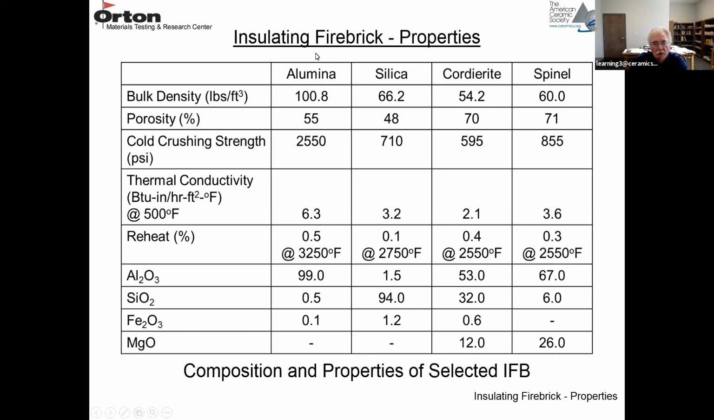So I just wanted to show you that you can have basically a pure alumina IFB, a pure silica, and different compositions like cordierite or spinel.